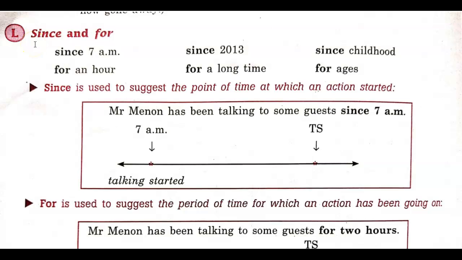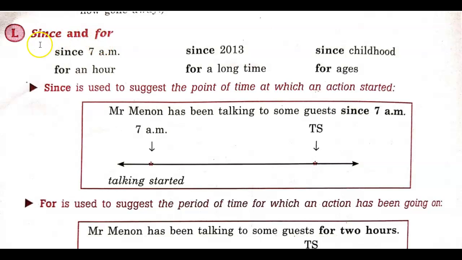The next part that we are going to do is since and for. Many students get confused between since and for. What is since and for? When do we use since? This is also for time period. And when do we use for? This is also for time.